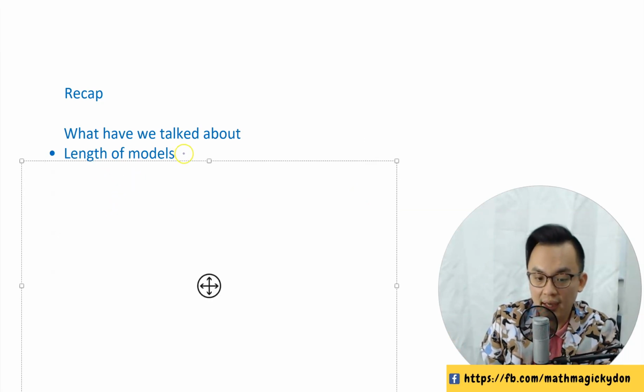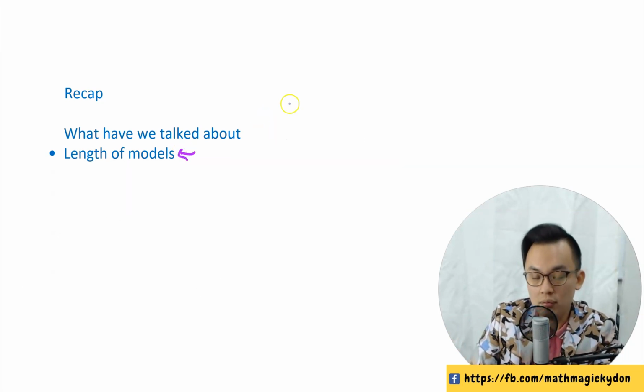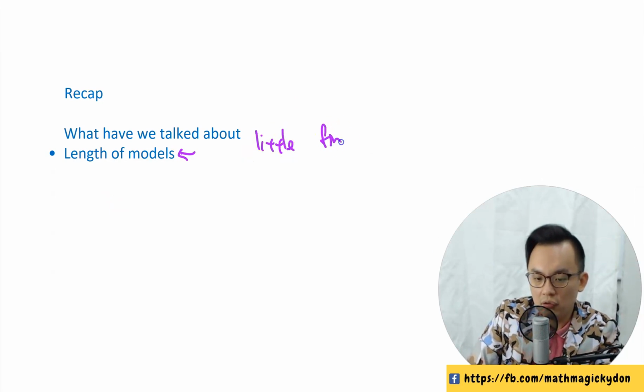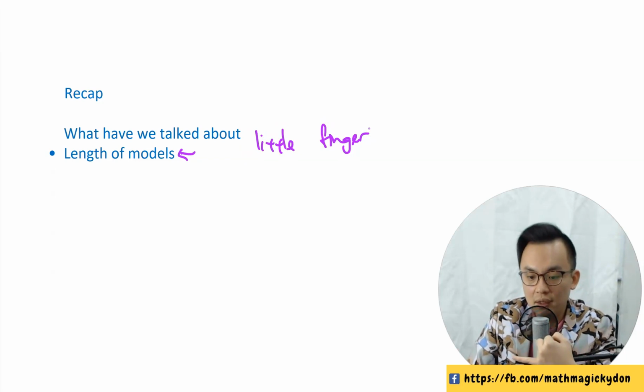So first thing is the length of the model. What length should it be? Do you remember what's the length? It's around the length of your little finger. So remember, use your little finger, put it on the paper, and then just draw the vertical lines over there.